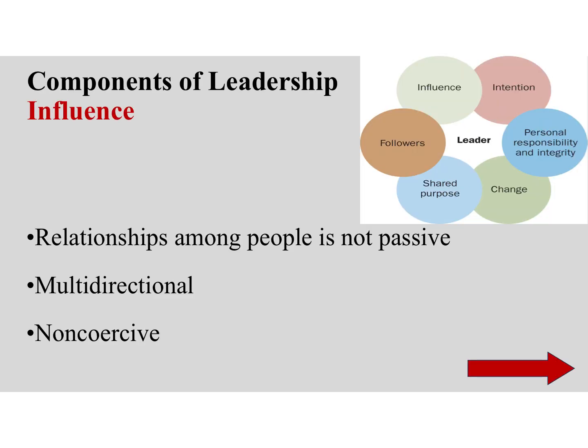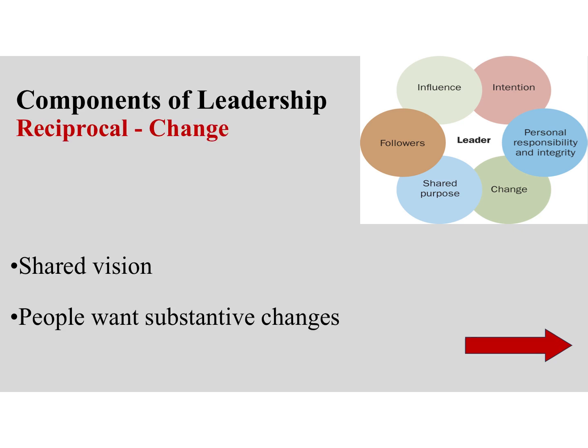So influence. I think I've spoken with this just in that introduction. Relationships among people is not passive, it is multi-directional. So you influence somebody, they influence you, and so on. And it is non-coercive. So what that means is that you have that relationship, that influence willingly. You are not coercing someone into your ideals or into your goals or into your program. It is non-coercive. It is with a willing heart and a willing mind. Reciprocal and change. It results as a part of shared vision and people who want substantive changes.